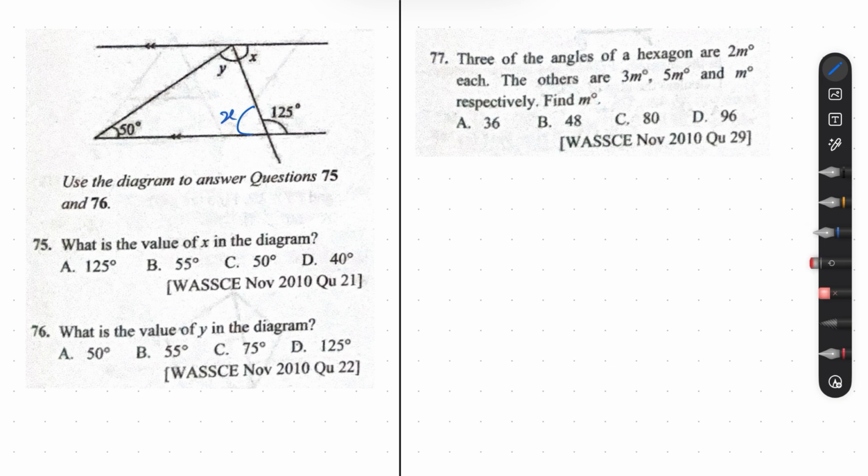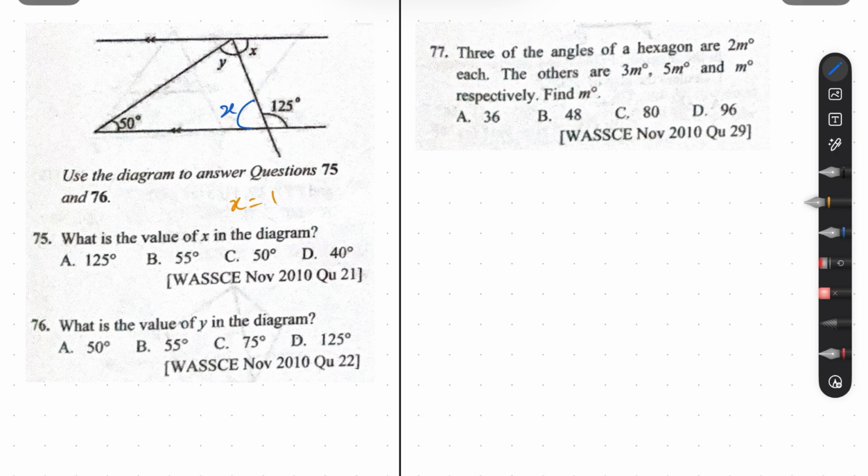Cool. Now looking at this, we can see that x plus 125 should give us 180, because it is a supplementary angle on a straight line, right? So x will be 180 minus this angle. So we say x equals 180 minus 125, which gives us 55. Okay, so answer is B. Cool. All right, let's move on to question number 76.